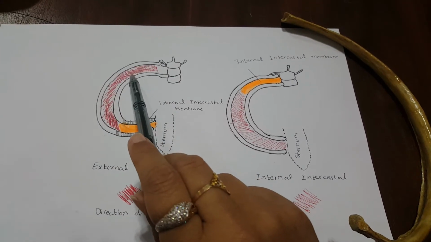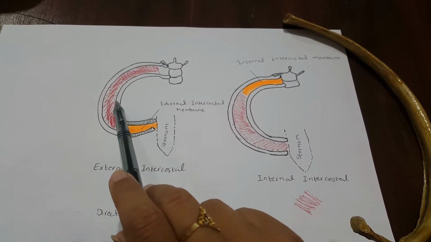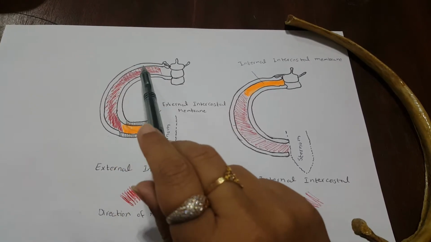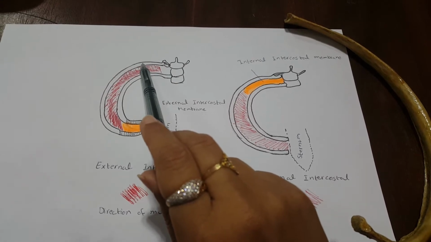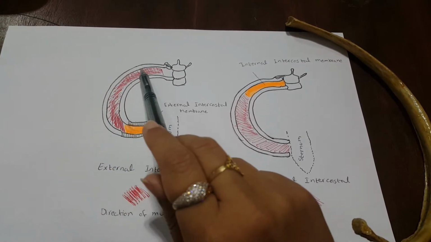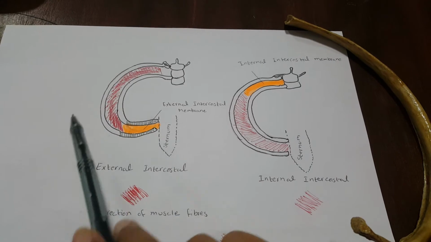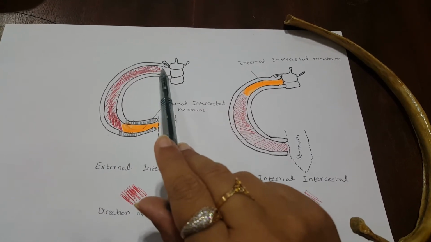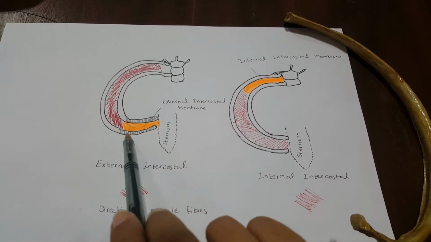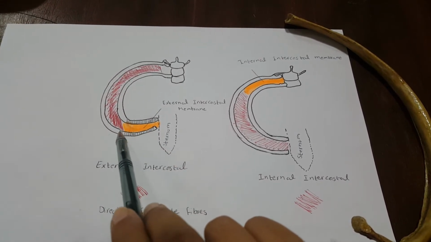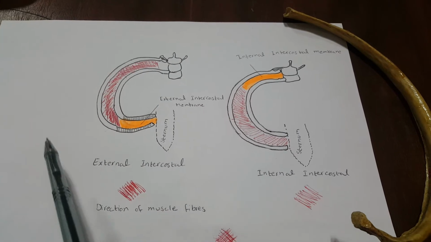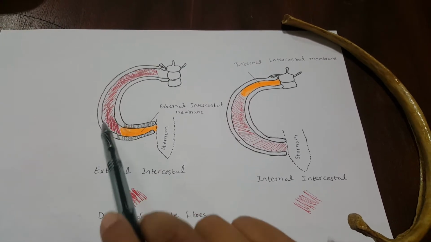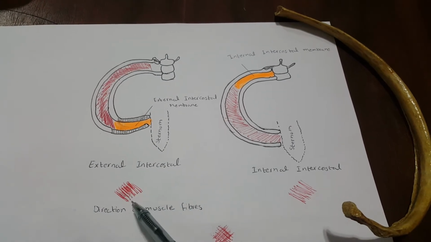So it originates from the lower border of the rib above the space, and this muscle is inserted over the outer lip of the upper border of the rib below the space. External intercostal muscle extends from the tubercle of the rib towards the costochondral junction. The fibers of the external intercostal muscles are directed downward, forward and medially.